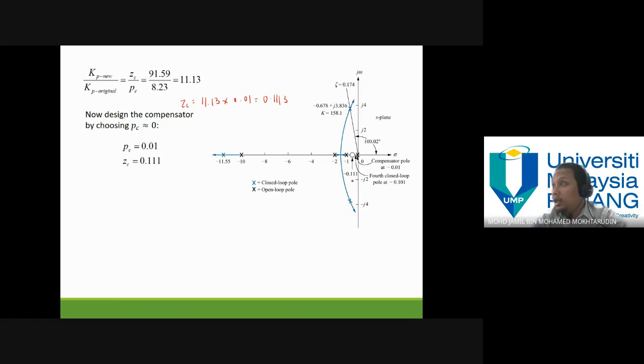So if you add this new Z compensator and P compensator, you will get a new root locus, but it still intersects this line here at the damping ratio, but the poles and the gain have changed to a new value. Okay, but at this point the damping ratio is maintained, but the steady state error is reduced 10 times.